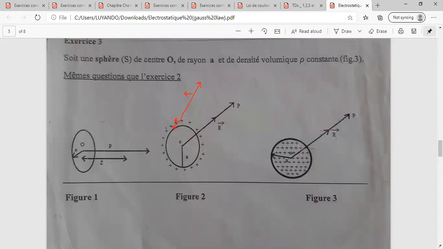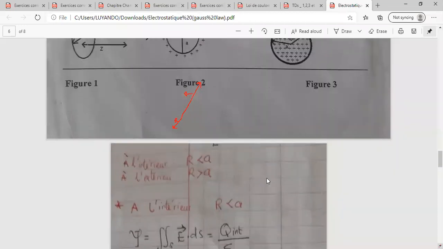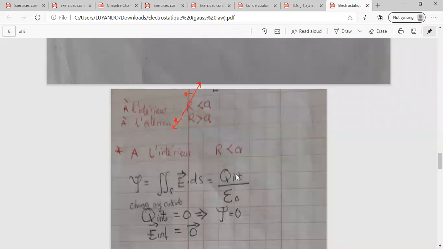The total net charge inside that closed surface, Q interior, is going to be zero because the charges are outside. So Q interior is equal to zero, meaning our flux is also equal to zero, and our field is also equal to zero. Our electric field is zero because we're trying to calculate the field inside the sphere, and inside the sphere, as indicated in the diagram, there are no charges. So if our charge is zero, our flux is zero, and our electric field is zero.